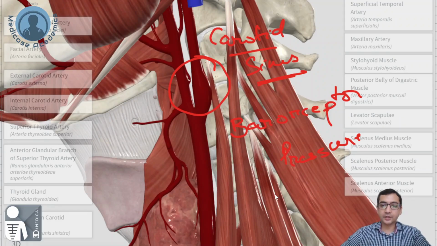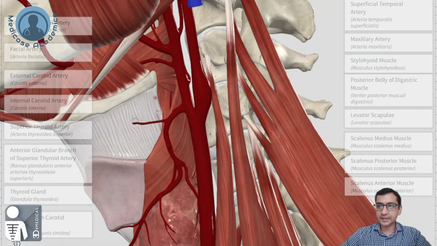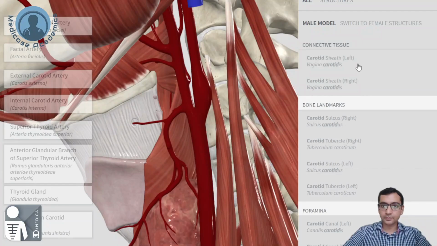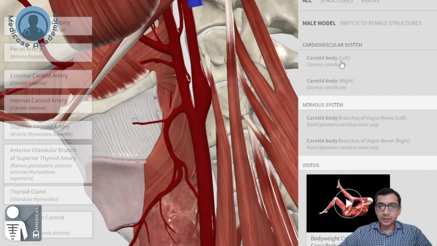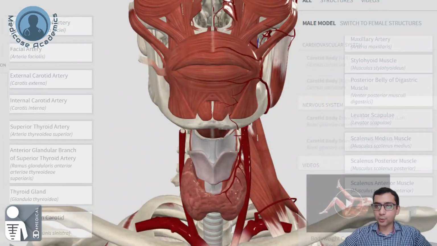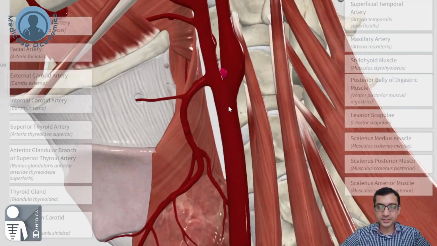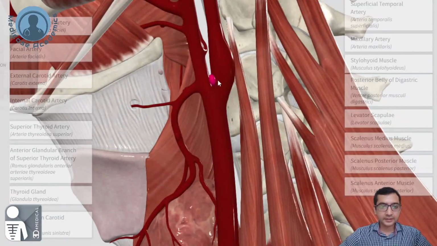And this is supplied by the carotid branch of the vagus nerve. There is the nerve that supplies it. So this is about the carotid sinus. And there is also another interesting structure that is known as the carotid body. Let me get that into the model. Between the two bifurcation points, just in front of the sinus, this structure is known as the carotid body.